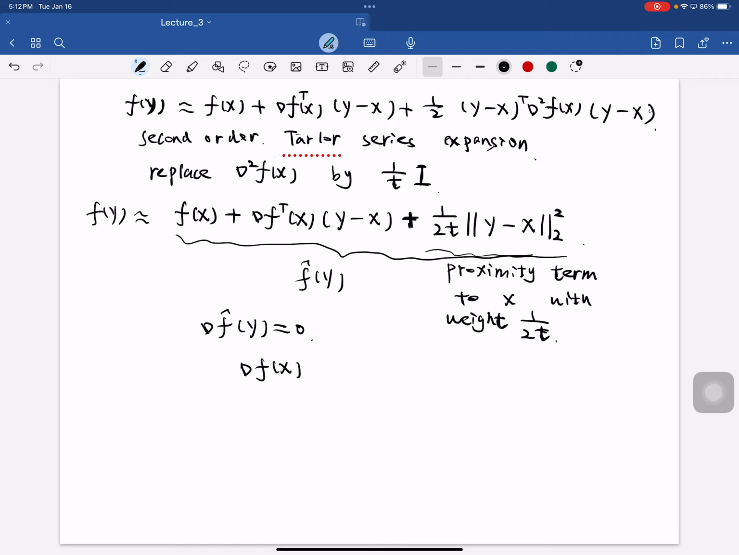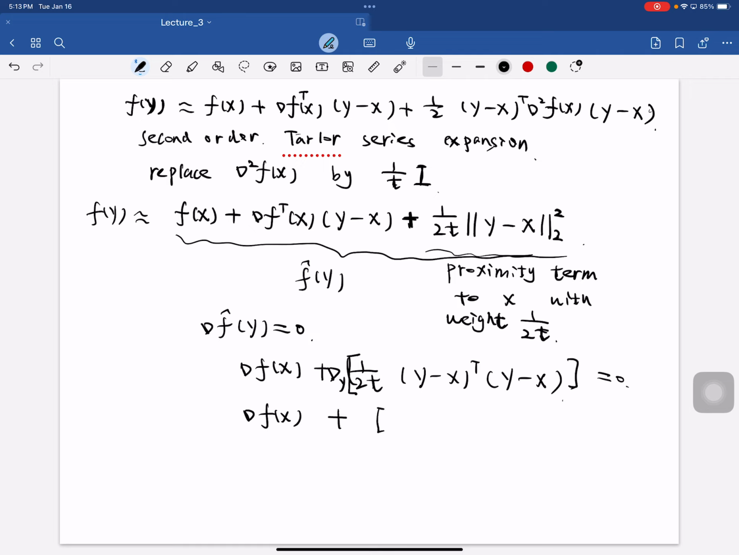You can write it as 1 over 2t, y minus x transpose, y minus x, right? And take this gradient with respect to y. Okay. And that will be this guy equal to 0. I will do some simple calculation. You can check if my calculation is correct after class.